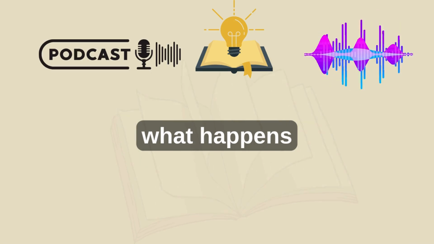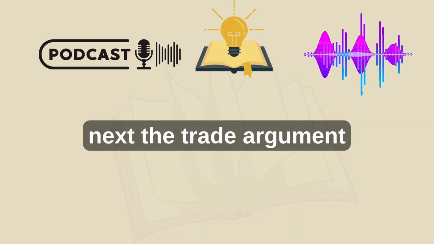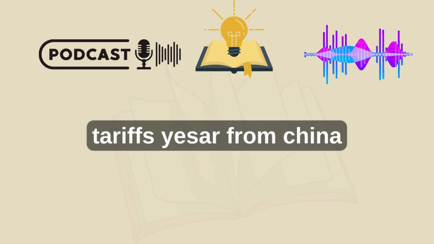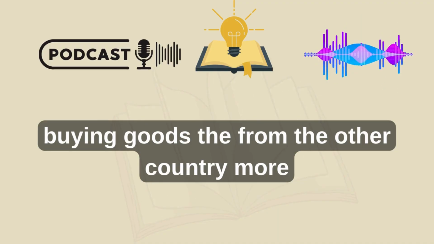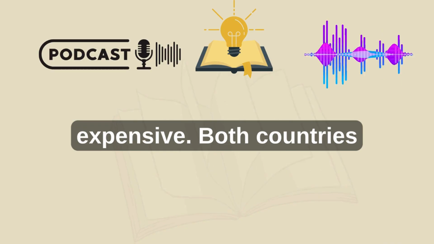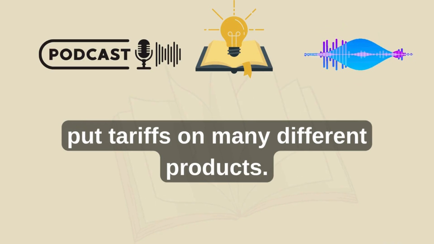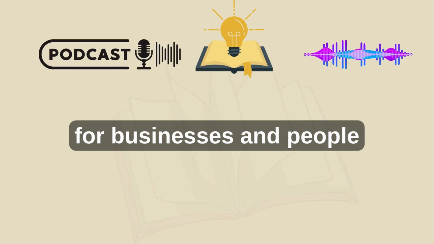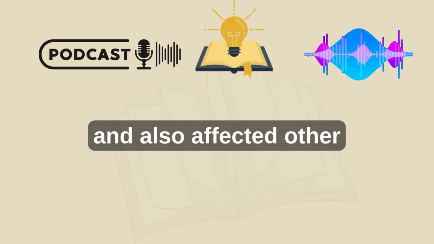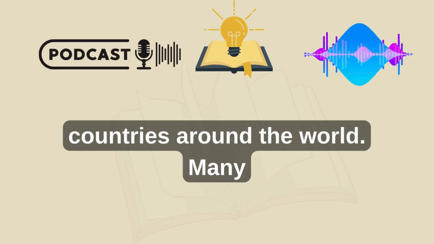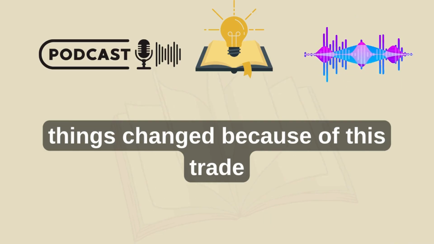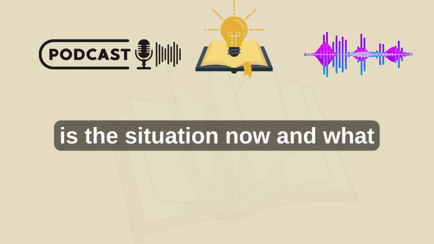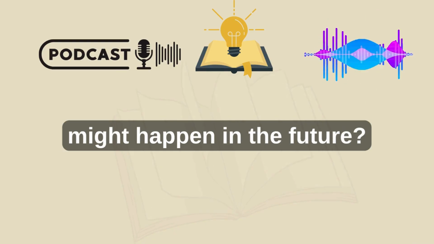8. What happens next? The trade argument between the United States and China involved special taxes called tariffs. These tariffs made buying goods from the other country more expensive. Both countries put tariffs on many different products. This created a difficult situation for businesses and people in both the US and China, and also affected other countries around the world. Many things changed because of this trade disagreement. So, what is the situation now, and what might happen in the future?